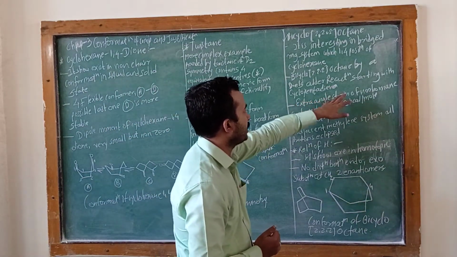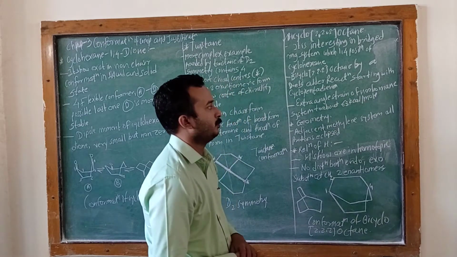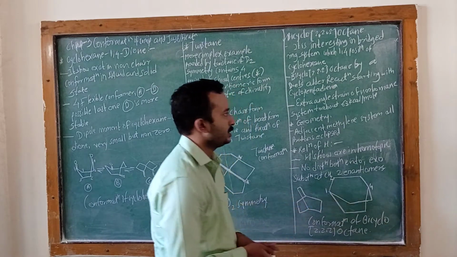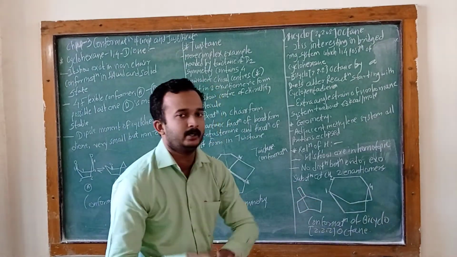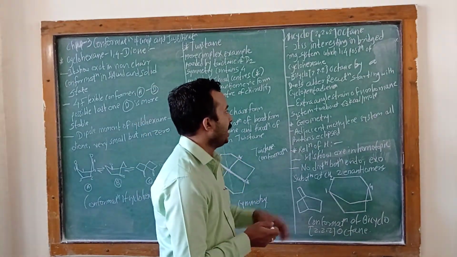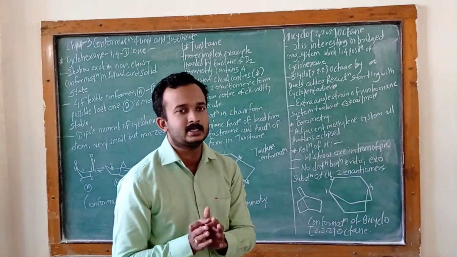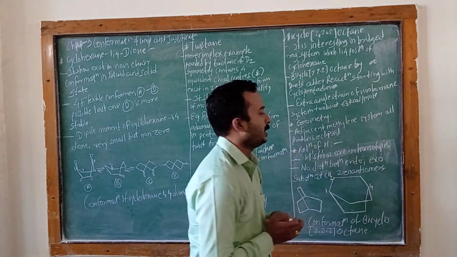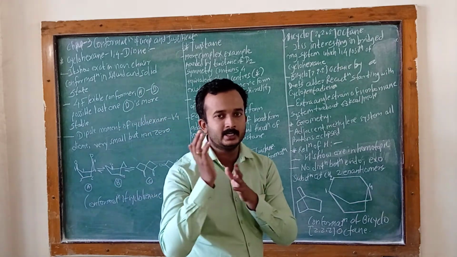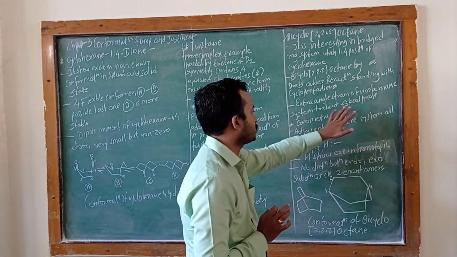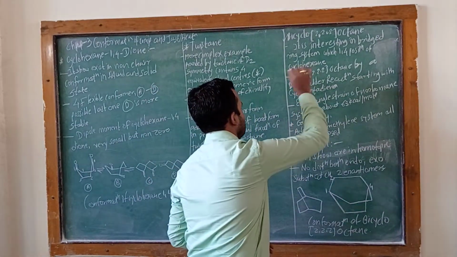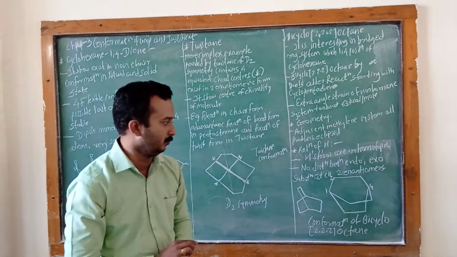Then the extra angle strain of the Narode A.M system is about 6.3 kilocalories per mole. This Narode A.M system has extra angle strain, and its energy is about 6.3 kilocalories per mole. Okay, this is all about the justification of the bicyclo 2,2 octane.